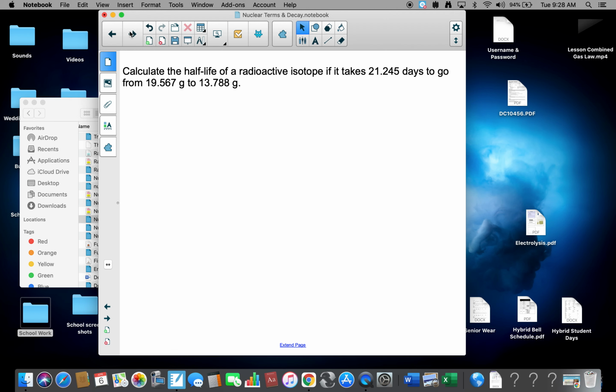So look at the problem. We'll do this one in class. Calculate the half-life of a radioactive isotope if it takes 21.245 days to go from 19.567 grams to 13.788 grams.